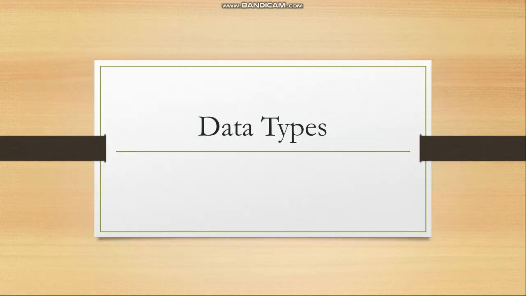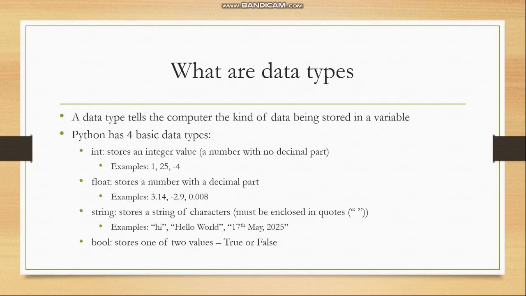Now, let's talk about data types. So, what exactly are data types? Well, a data type is basically something that tells the computer what kind of data you're storing in a variable. Now, as we've seen, we can store many types of data. Like we can store a word or a number, but how does the computer know that we're storing a word or a number? Like, how does the computer know that 4 is a number or hello world is a word? I mean, not exactly a word, but two words, but you get the point.